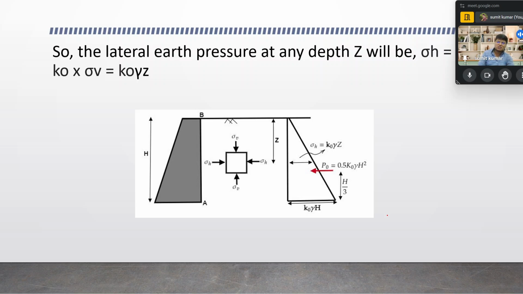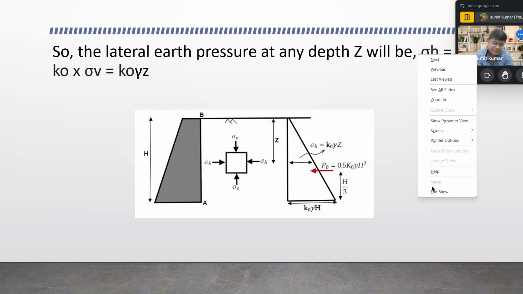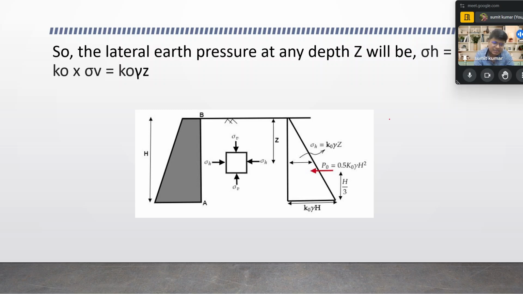Now we talk about the earth pressure at depth Z. So sigma H is K naught into sigma V, because we are concerned about how much stress in kilonewton per meter square is acting at a specific section over here, so we are interested in getting the value as K naught into gamma into z.